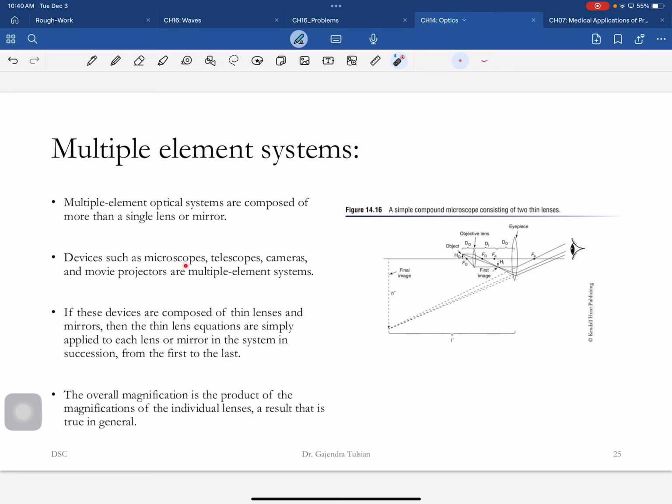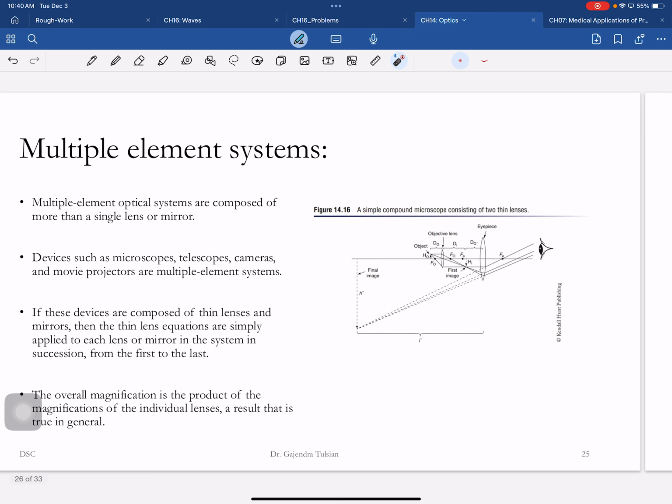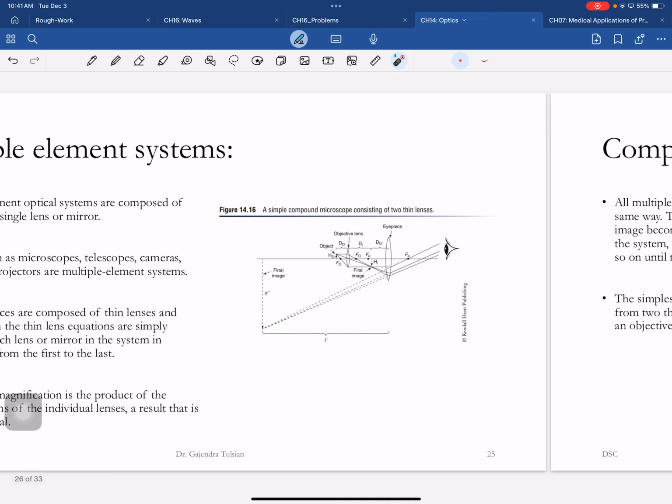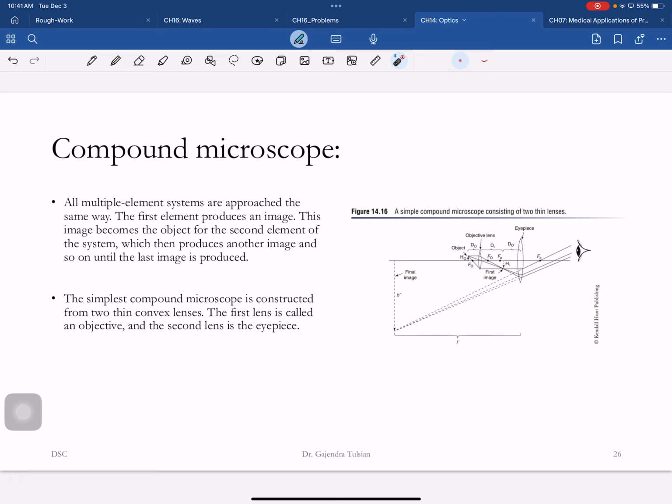So devices such as microscopes, telescopes, cameras, and movie projectors are multiple element systems. They have multiple lenses. So we'll come to an important formula: the overall magnification is the product of the magnifications of individual lenses. So the magnification of this instrument is the magnification of this lens times the magnification of that lens. The simplest compound microscope is constructed from two thin convex lenses. This is the objective, and that's the eyepiece.